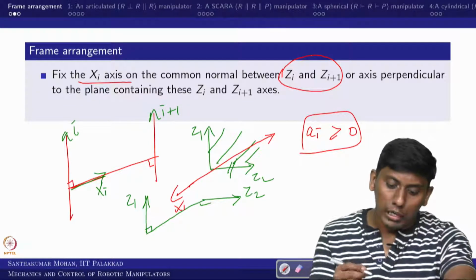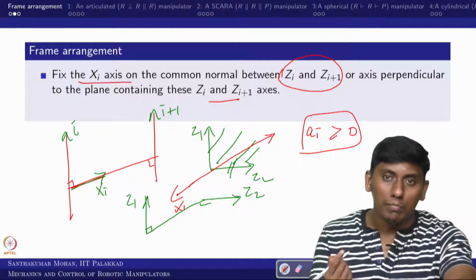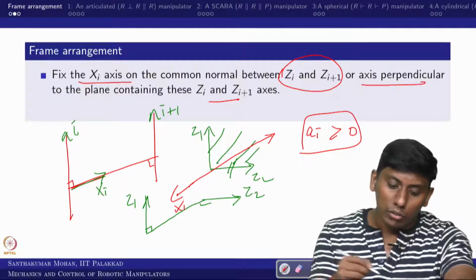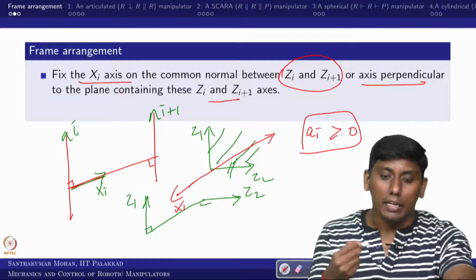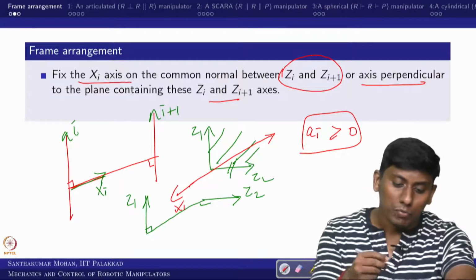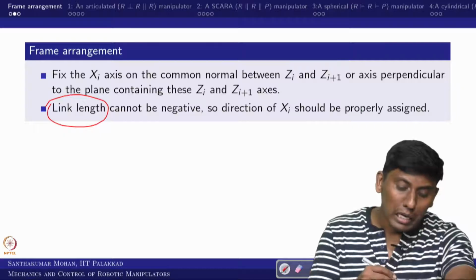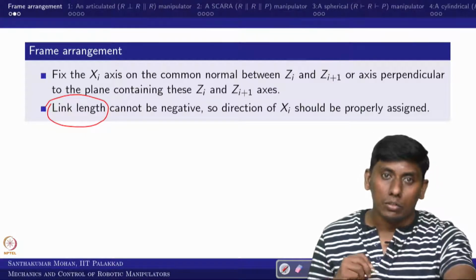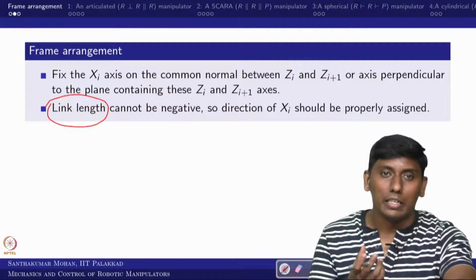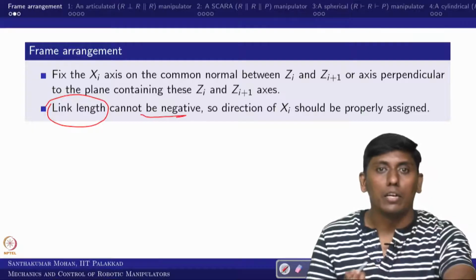So now you get to know. When we see the example, you will get much more clarity. That is what we said: the xi axis is perpendicular to the plane containing the zi and zi plus 1 axes. What else do we need to know? The link length is a physical parameter that cannot be negative. It is a geometrical parameter, just as the mass cannot be negative, the link length cannot be negative.